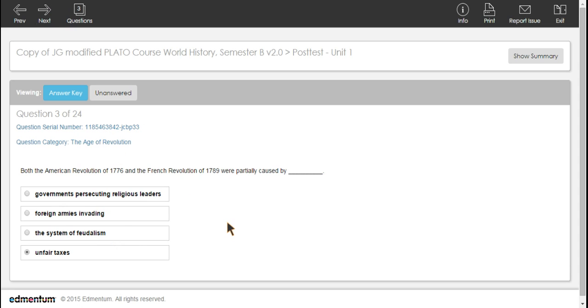Both the American Revolution of 1776 and the French Revolution of 1789 were partially caused by governments persecuting religious leaders, foreign armies invading, the system of feudalism, or unfair taxes. Our correct answer is unfair taxes.